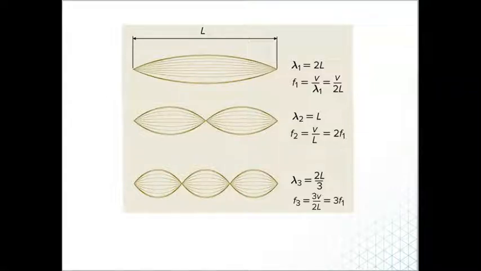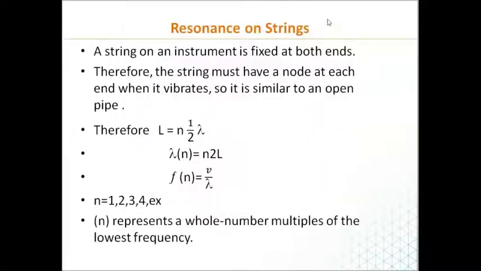As we mentioned earlier, our objective today is to explain the resonance that happens in a string. If we have a string on an instrument, in this case it will be fixed from both sides, so I will have nodes at both ends. It's similar to an open pipe. Open pipes also have nodes at both ends.